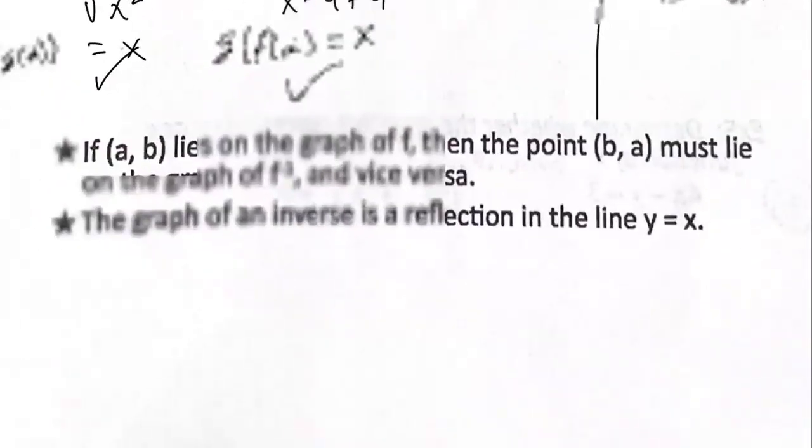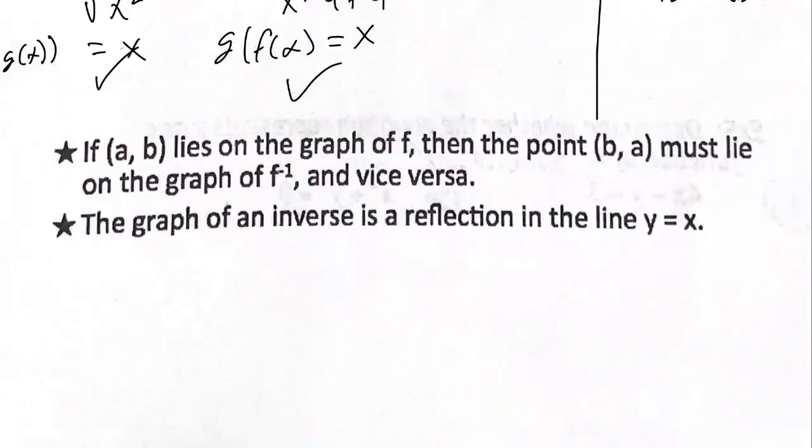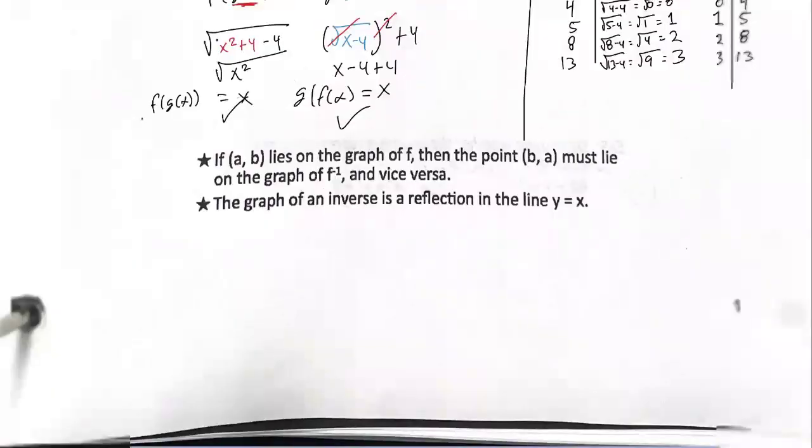Okay, if (a, b) lies on the graph of f, then (b, a) must lie on the graph of f inverse, and vice versa. So this is just going back to it again. The graph of the inverse function is a reflection across y equals x. So if you have two graphs, they're only inverse if they're a reflection across y equals x. So that's another thing you can do to prove that they are indeed inverse of each other. Does anyone have any questions?